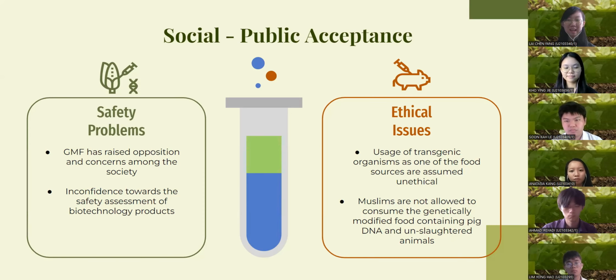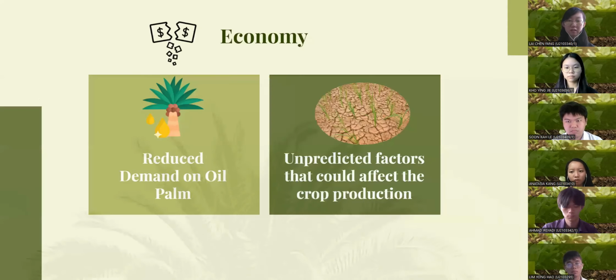The second problem is the ethical issues. The use of certain transgenic organisms, including the transfer of human genes to food animals, is assumed to be unethical. Besides, Muslims are not allowed to consume genetically modified food containing pig DNA and unslaughtered animals. Last, we will focus on the economy.